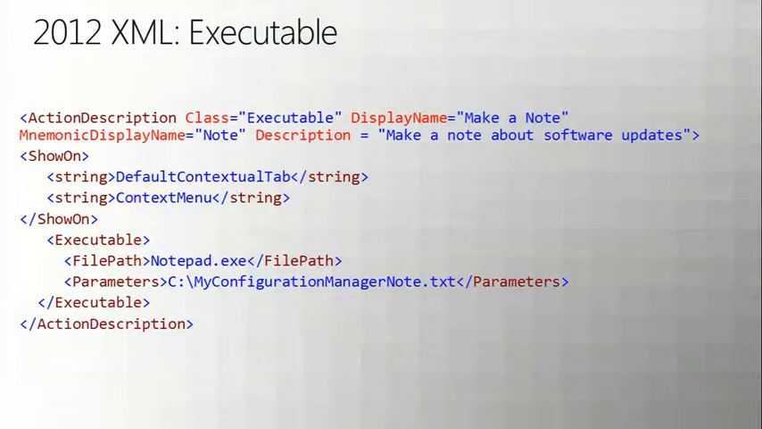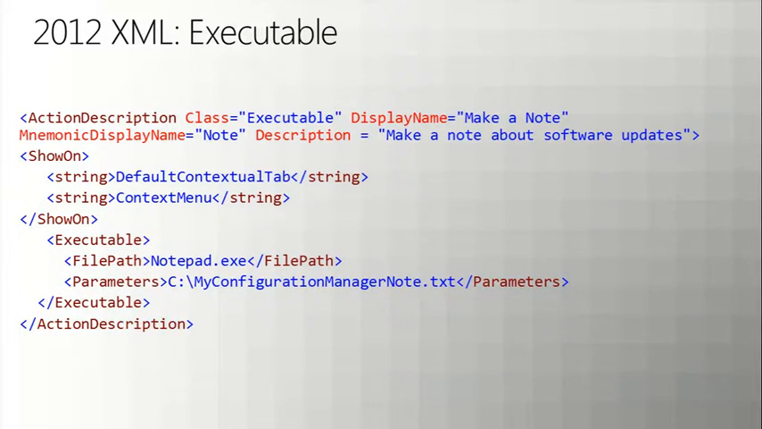What's changed in the 2012 XML? Really nothing. You can pretty much copy your information from 2007 to 2012. You do need to put that show on string, that section into the XML, and then you're up and running. So it's a pretty nice and simple thing to do.